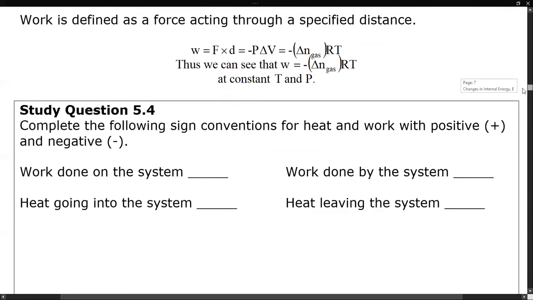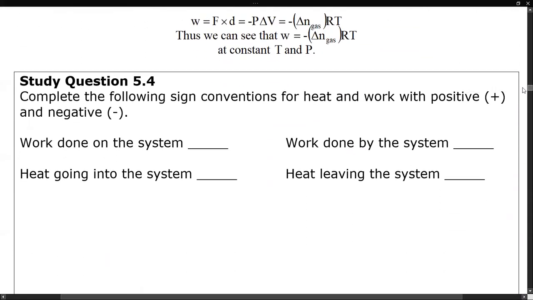If we look at this question, so just signs of the work and the heat, the sign conventions: if it's going into the system, work or heat, that in the left column, work done on the system or heat going into the system is positive. Work done by the system on the surroundings or heat leaving the system are going to be negative.